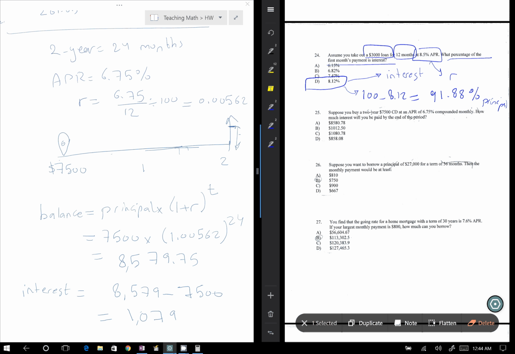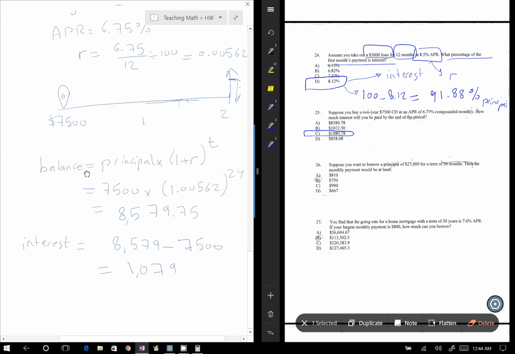Uh-oh, did I mess up? Actually, no. Very close. So it's 1,080. And I have the answer key here, so it's correct. So moving on, 26.